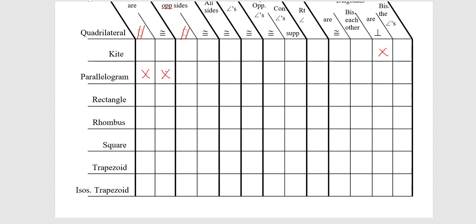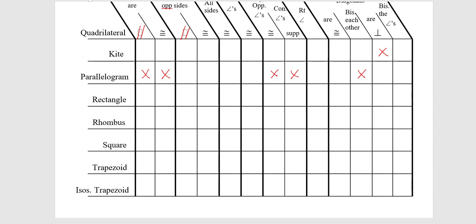And as it turns out, this is going to be true also. The opposite angles are going to be congruent, and consecutive angles are going to be supplementary, and the diagonals will bisect each other. And those are all things we can go ahead and prove using two-column proof.